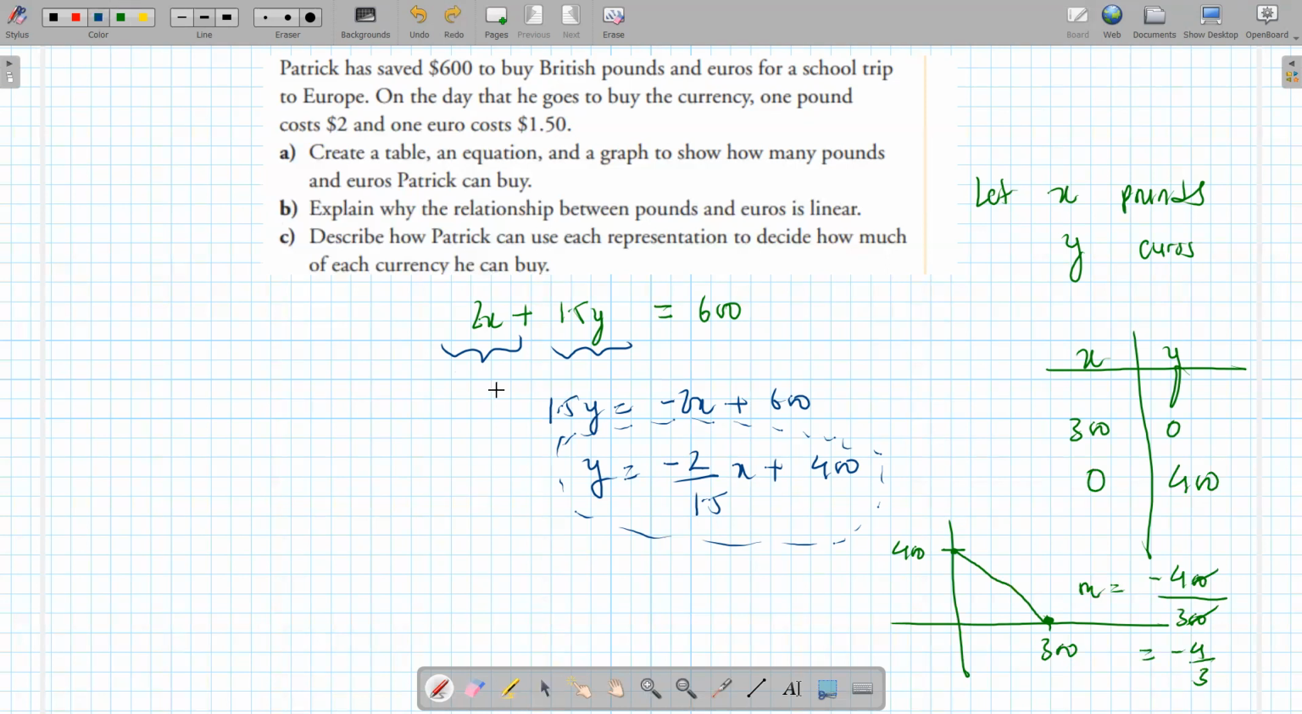So this person can buy this many. Any point on this line is good. Literally any point on this line is good. That will satisfy this equation. Look at the next question. Explain why the relationship is linear.